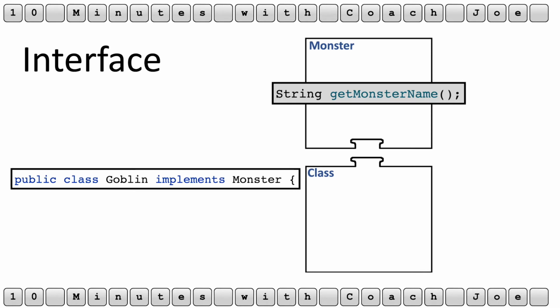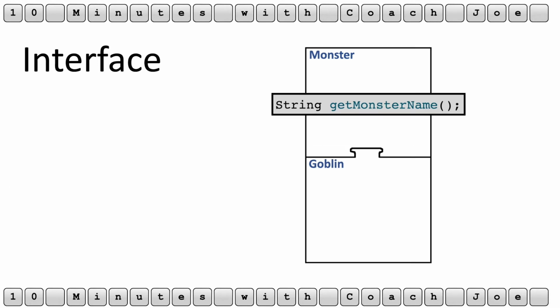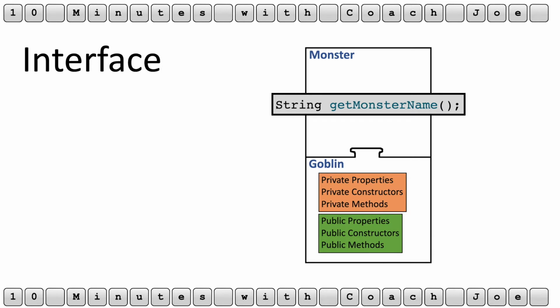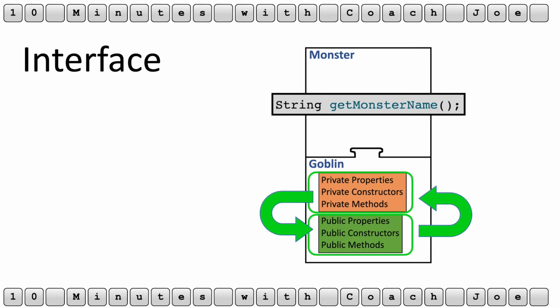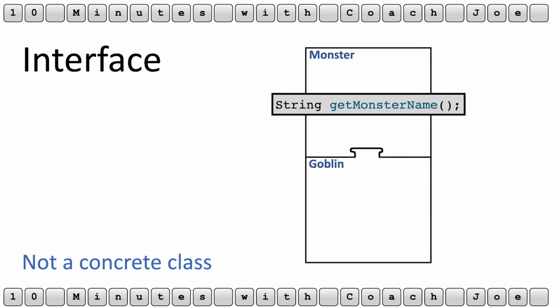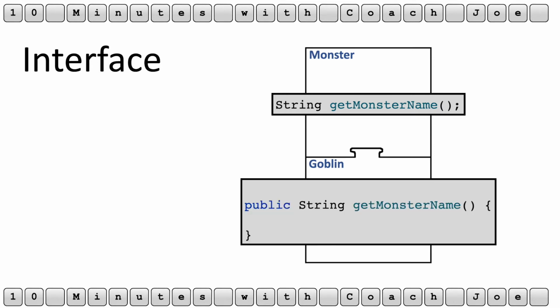The Goblin class will be implementing the Monster interface. Public class Goblin is how to create the Goblin class. The keyword implements is used to indicate the interface or interfaces used. Monster is the interface. The Goblin class should follow all the rules of encapsulation. The class could have private constructors, properties, and methods, and the class could have public constructors, properties, and methods. Inside the class, all methods can access public and private properties and methods of the class. To become a concrete class, the Goblin class must implement the abstract methods of the interface.